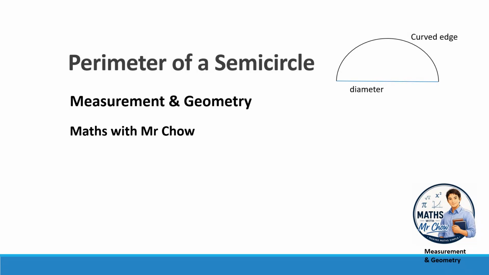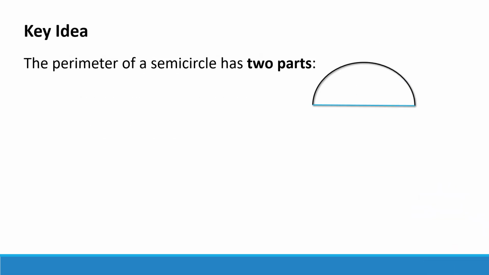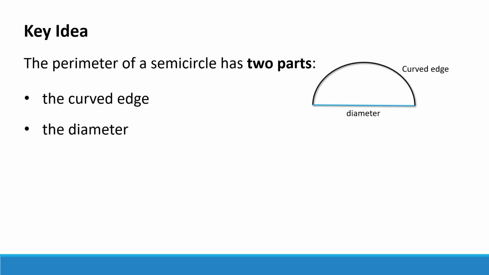In this lesson, we will learn how to find the perimeter of a semicircle. We will look at both the curved edge and the diameter. Let's get started. The perimeter of a semicircle has two parts, the curved edge and the diameter.